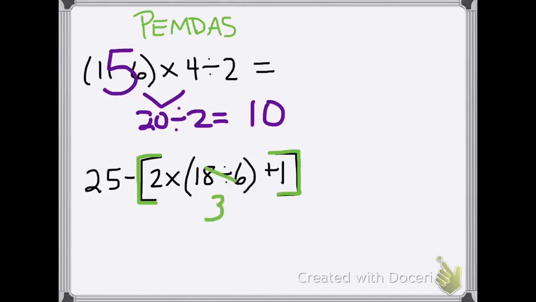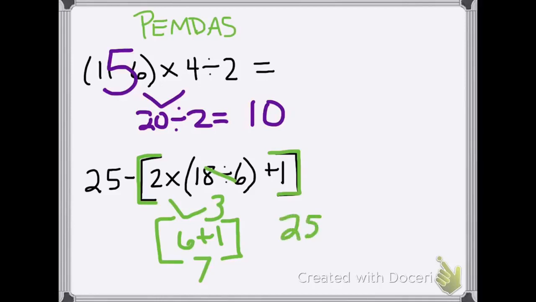Now we have 2 times 3 plus 1. We must do our multiplication first. 2 and 3 give us 6 plus 1 in our brackets, so that equals 7. We can't forget about our 25 out here at the beginning, so we have 25 minus 7 gives us our answer of 18.